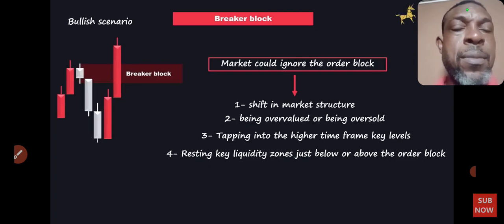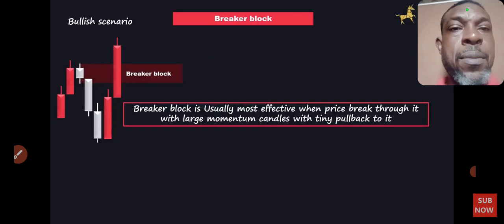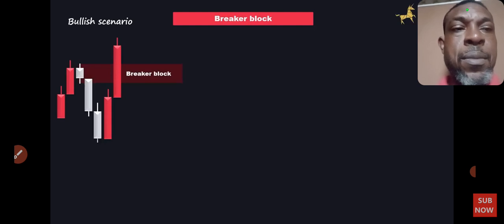When a valid order block fails to reject the price, and price breaks through it, it becomes a supply or demand level, which we call breaker block. Breaker block is usually most effective when price breaks through it with large momentum candles with a tiny pullback to it. Let's see an example.